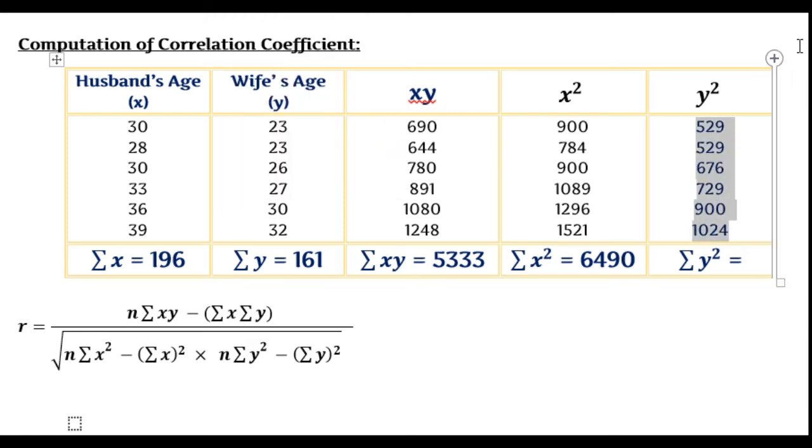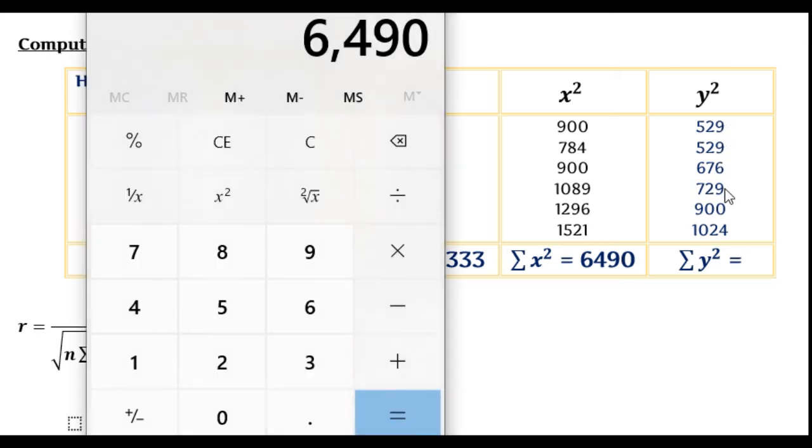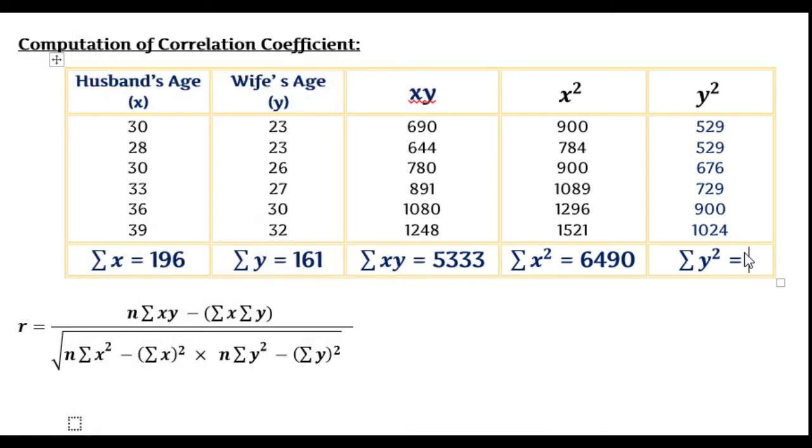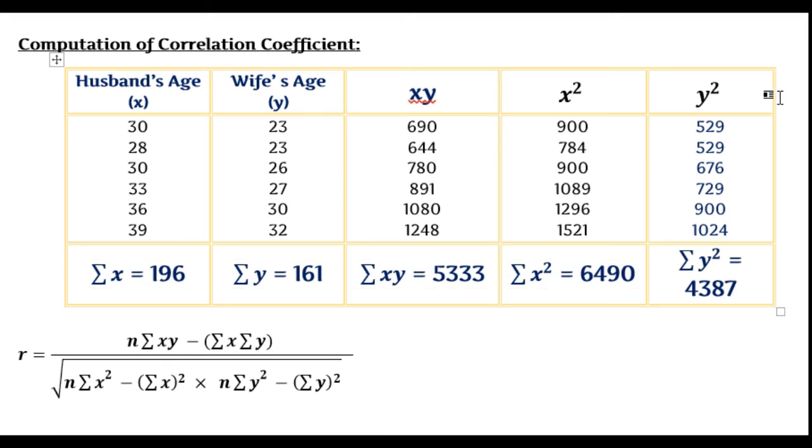The values are here. Okay, use your calculator and calculate the value. Okay, do not just copy. Okay, let me add this value now. I'll use my calculator, you can use your calculator. First value 1024 plus 900 plus 729 plus 676 plus 529 plus 529, which is equal to 4387. Let me write that value, 4387. Okay, so that is the value we got.